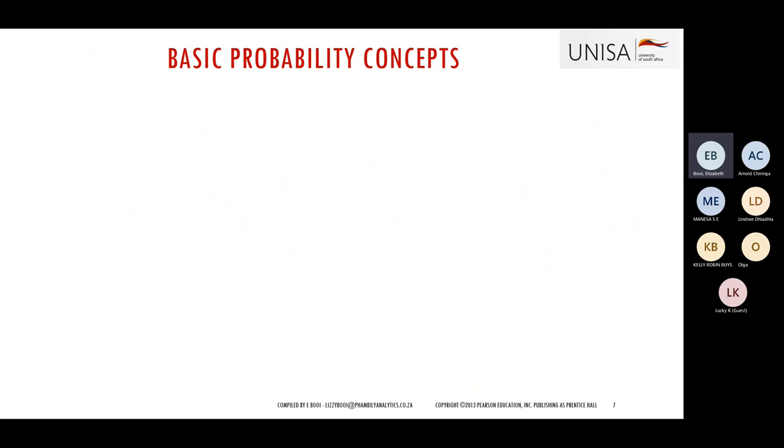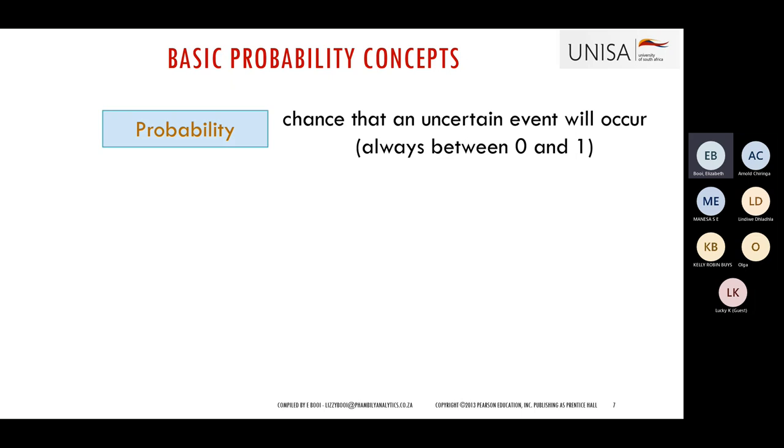So with basic probabilities, you first need to understand some of the concepts that relate to basic probability before you can even start to tackle any questions. So you need to know how to define what probability is. And a probability is a chance that a certain event will occur, and it can always be between 0 and 1. So when you're going to do some calculation later on, you need to always be mindful that your answer should be between 0 and 1. If you get an answer that is more than that, then it means there is something wrong that you are doing in your calculations.